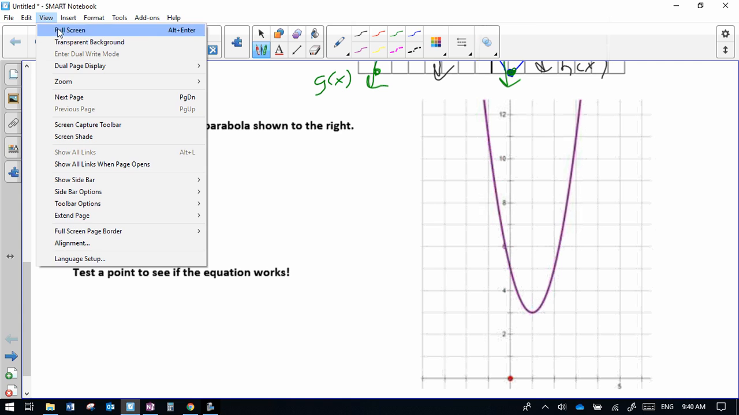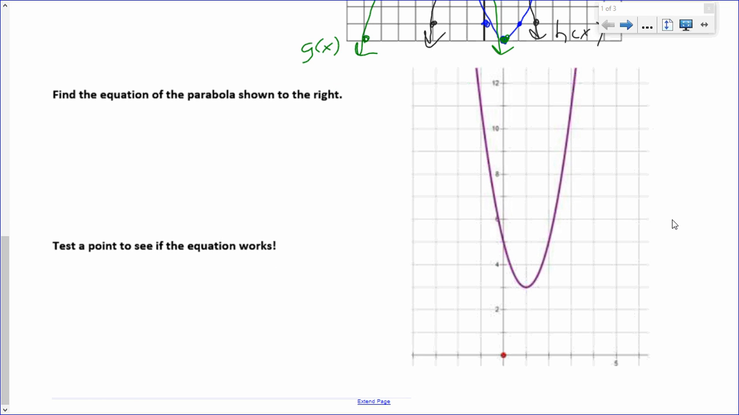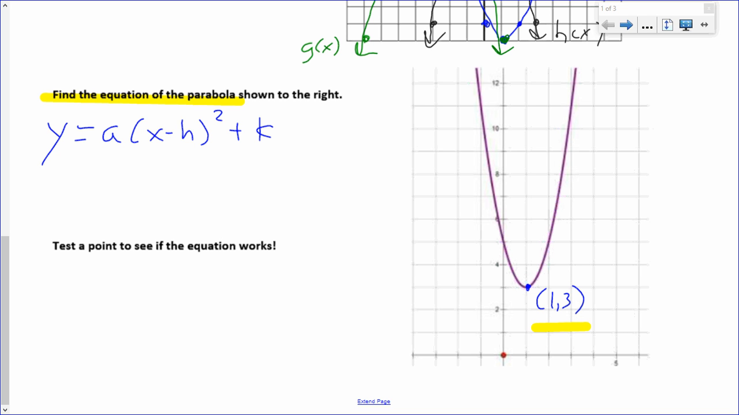Okay, so in this question, you're asked to find the equation of the parabola given the graph. The first thing I would notice in this one is that the vertex here is clearly at (1, 3). So I know that vertex form in general looks like this. There's an a, an h, and a k value, and then of course y and x are part of the equation. Given that my vertex is at (1, 3), I actually know that h must be 1 and k must be 3, so I can fill those values in.